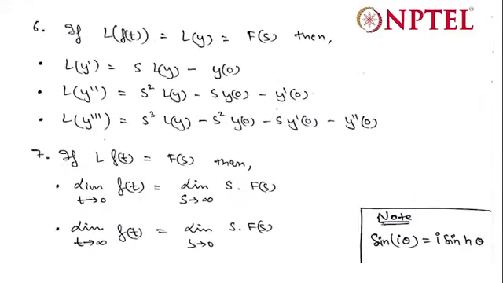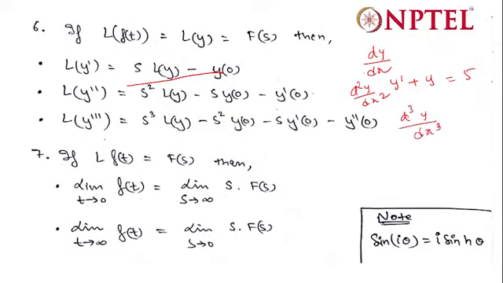Okay, now this is again a very important property. How will we write y dash? Y dash is dy by dx. This is the way we solve differential equations. Suppose there is some differential equation y dash plus y is equal to 5 or some function. So you can write L of y dash as s L of y minus y at 0. How will you write y double dash, which is d2y by dx2, and y triple dash, which will be d3y by dx3?